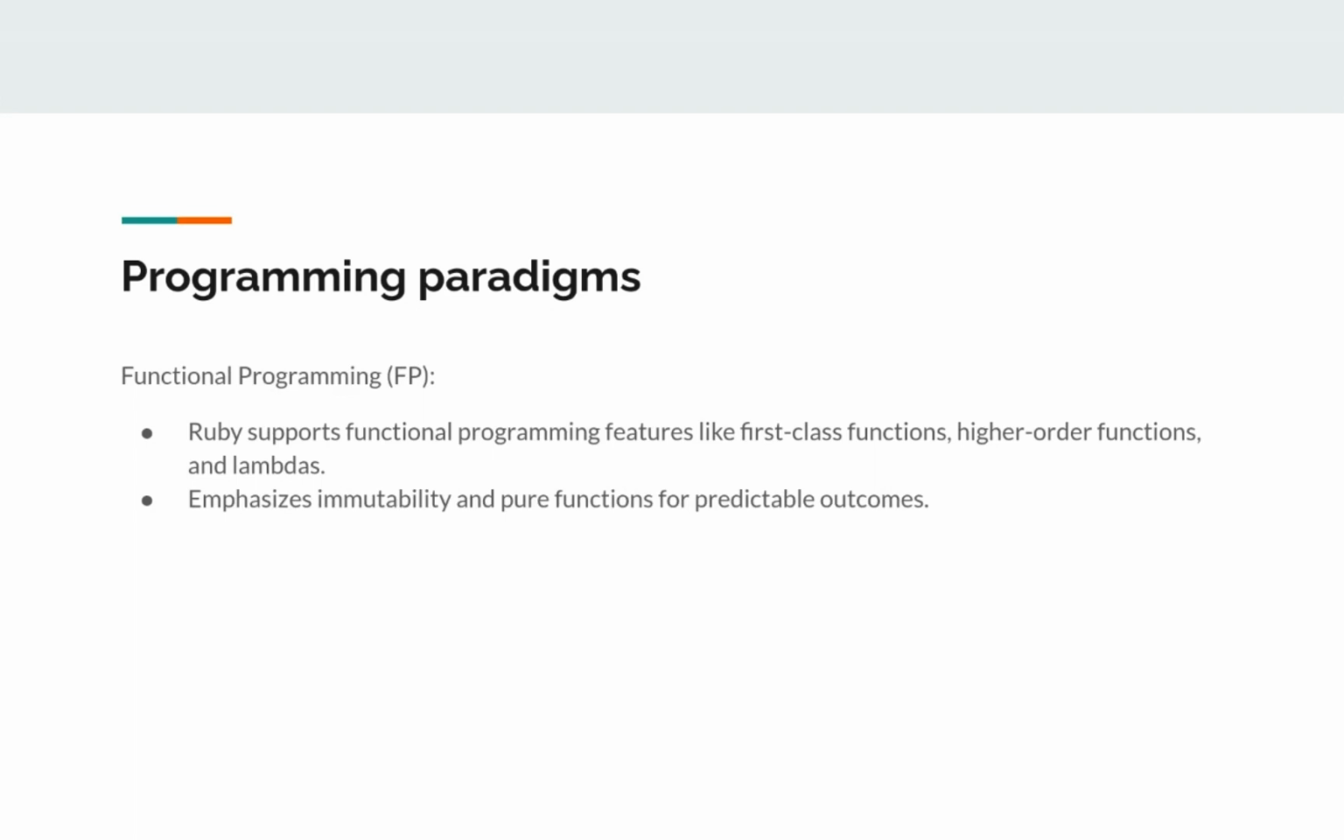And secondly, we have functional programming. Ruby supports functional programming features like first-class functions and higher-order functions. So you can return functions from other functions and pass a function to another function and so on. It also supports lambdas, and it emphasizes immutability and pure functions so that we have predictable outcomes.